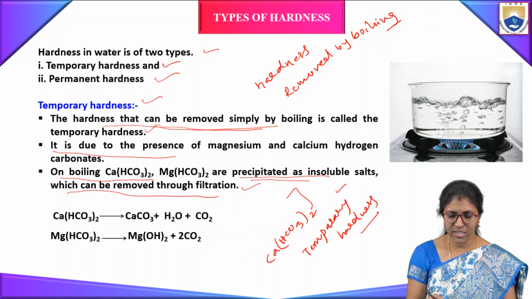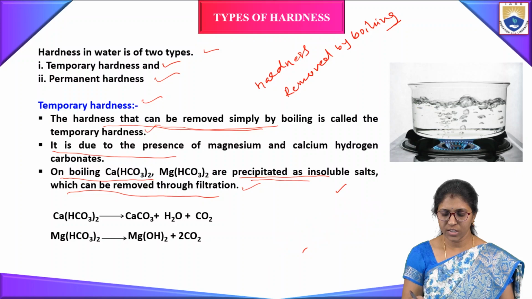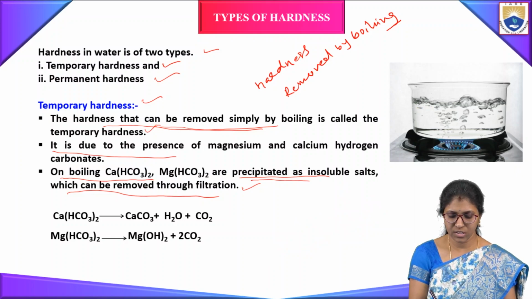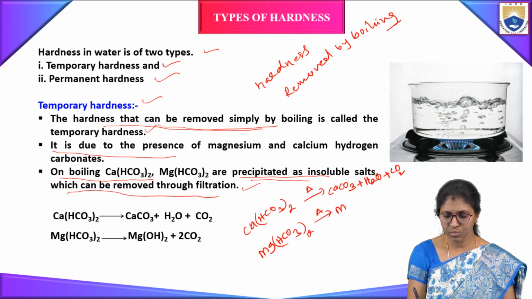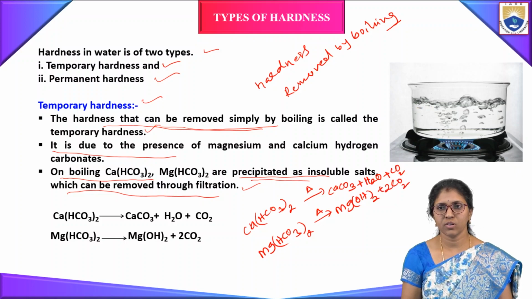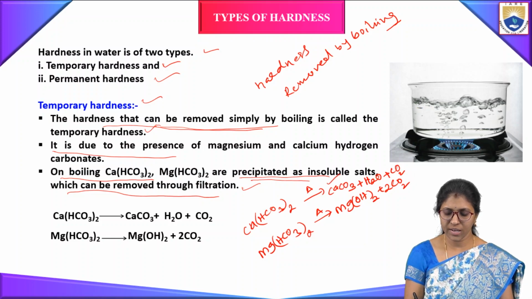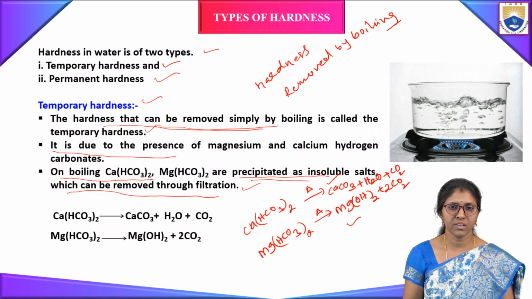When water having calcium bicarbonate is heated, the calcium bicarbonate forms calcium carbonate plus water plus CO2. When magnesium bicarbonate is boiled, it gives magnesium hydroxide plus carbon dioxide. So calcium bicarbonate forms calcium carbonate, and magnesium bicarbonate forms magnesium hydroxide.